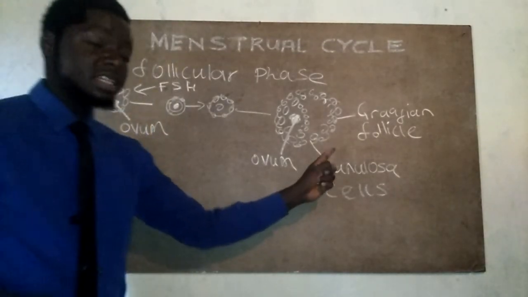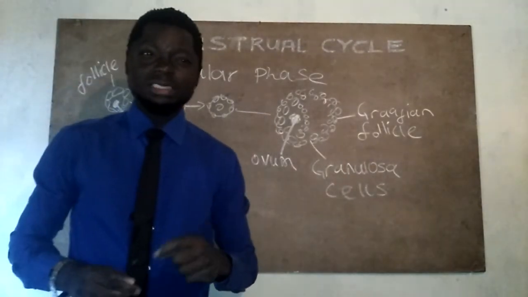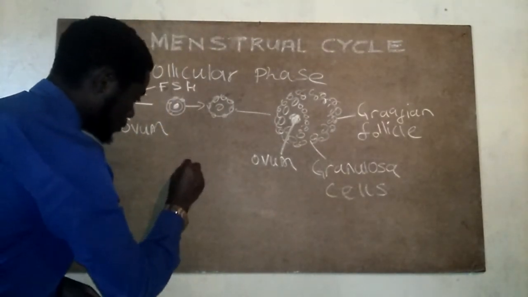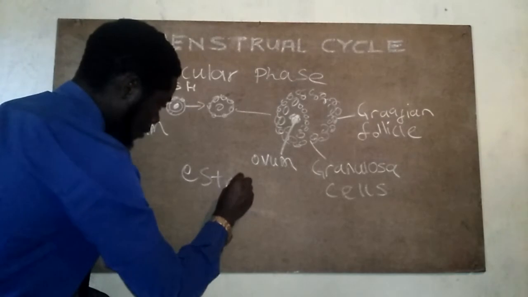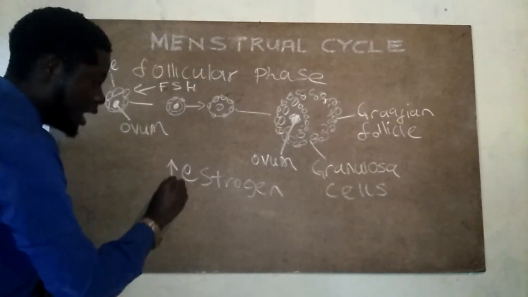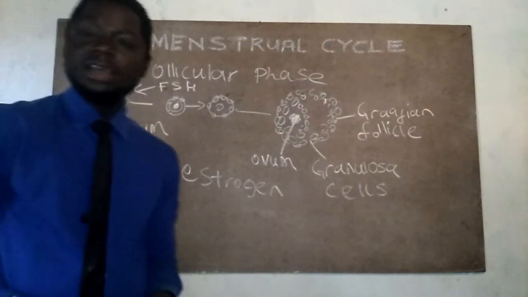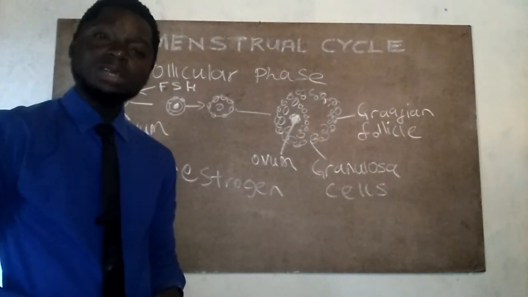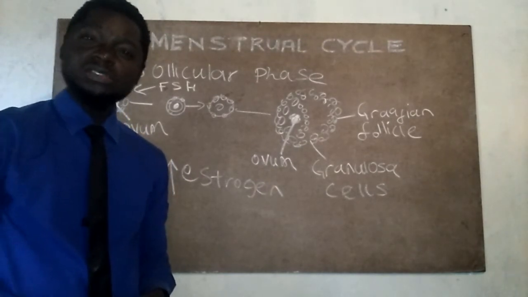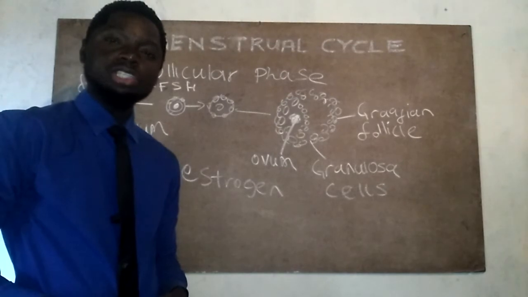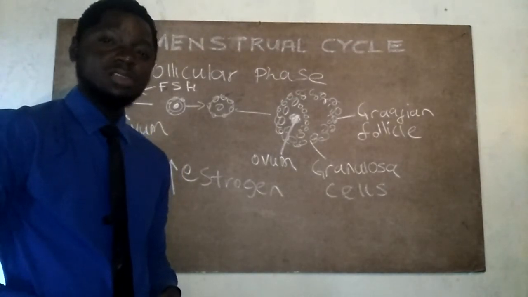So when estrogen increases, it will be secreted into the bloodstream. And once the estrogen reaches the anterior pituitary gland, it will tell the anterior pituitary gland to inhibit the production of the follicle stimulating hormone.